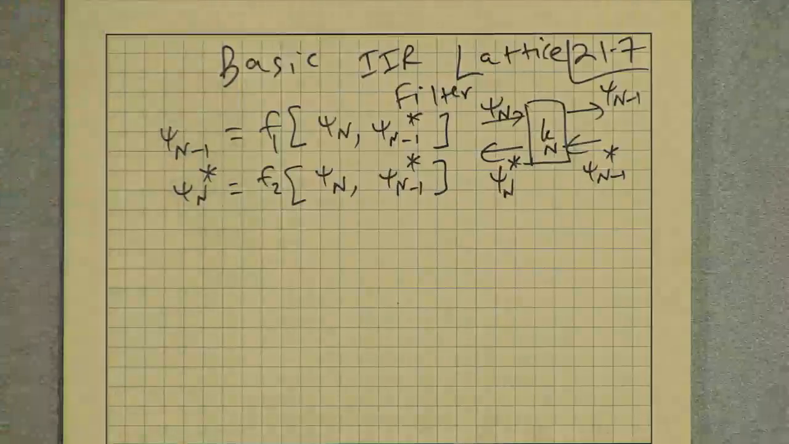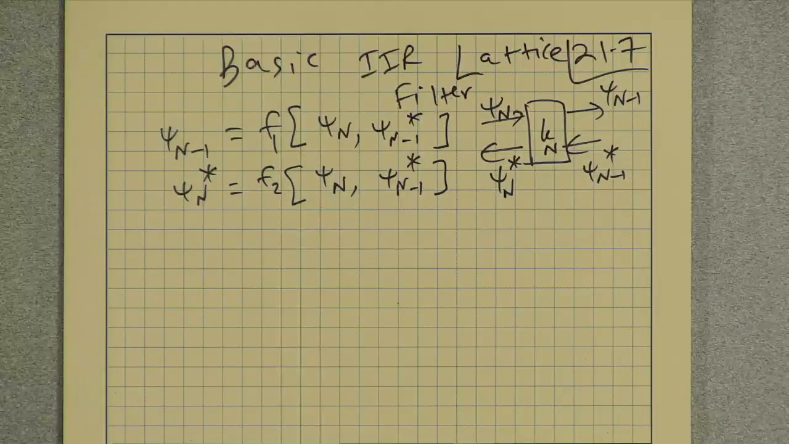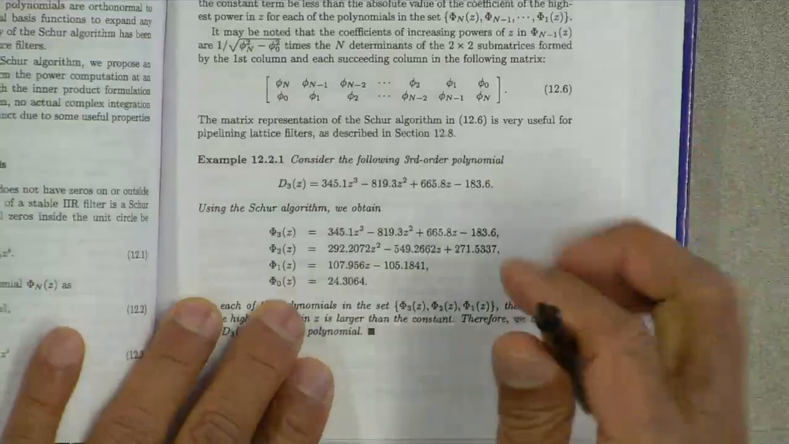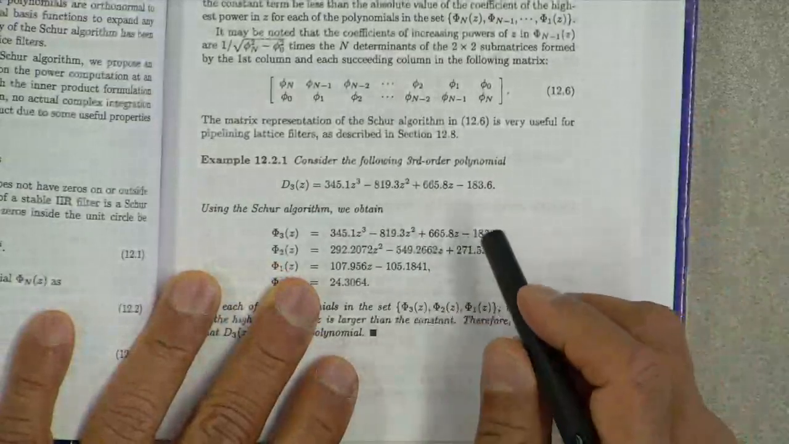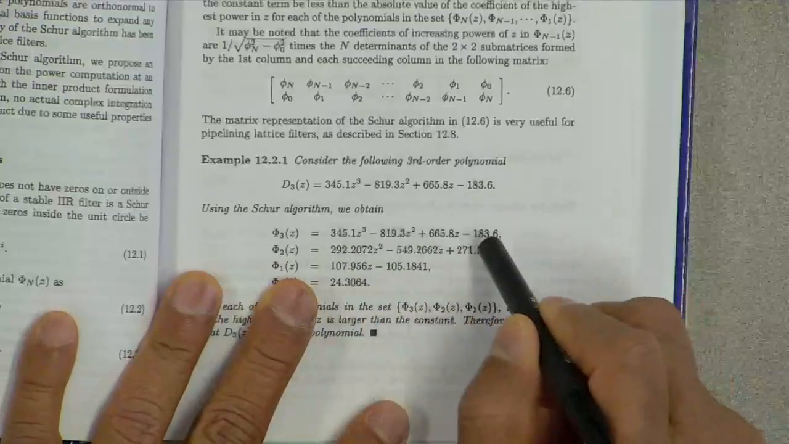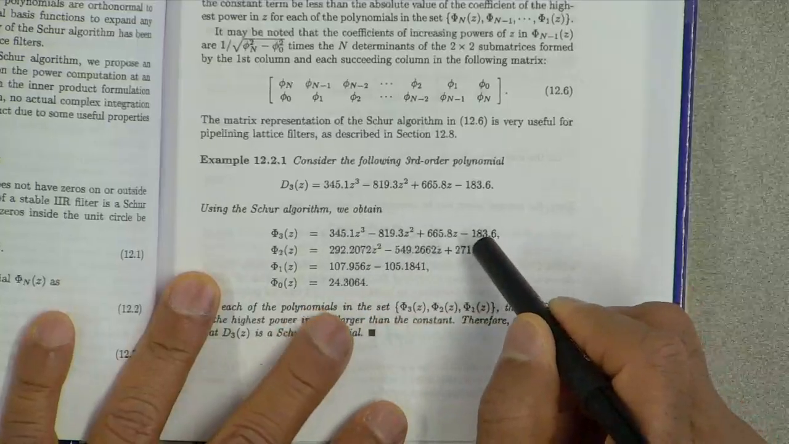By the way, before I go further, it's probably useful to mention that we were talking about what Kn is. Kn is phi 0 by phi n. So that is 183 minus 183.6 by 345.1.